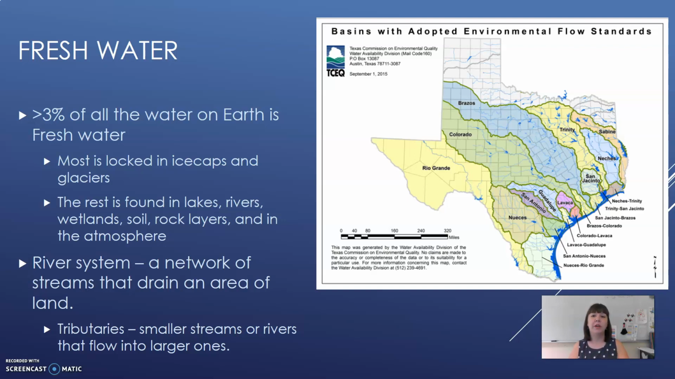So we have a picture here of a river system, which is a network of streams that drain a particular area of land, a watershed, into a river that then flows into a larger body of water, in this case for Texas, into the Gulf of Mexico. Now, smaller streams that flow into bigger streams have the name tributaries. So there are tributaries of the Sabine River, tributaries of the Neches River that flow eventually into the Neches and then out into the Gulf of Mexico.